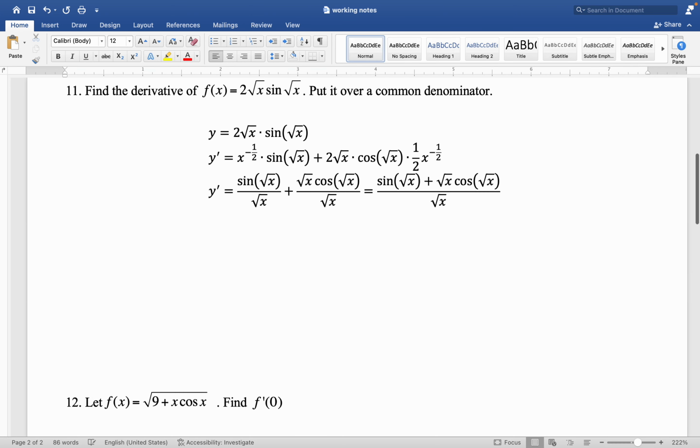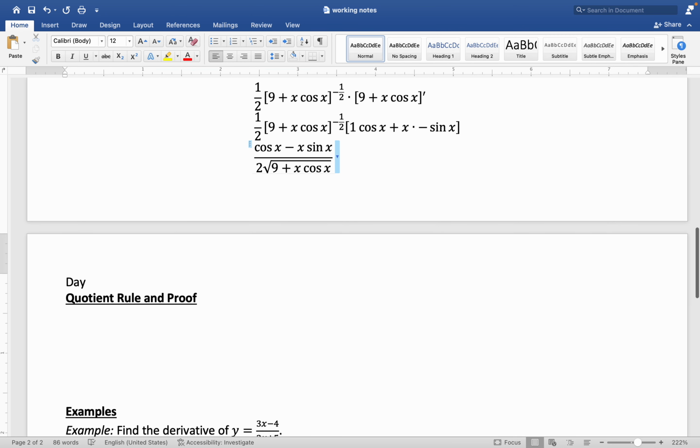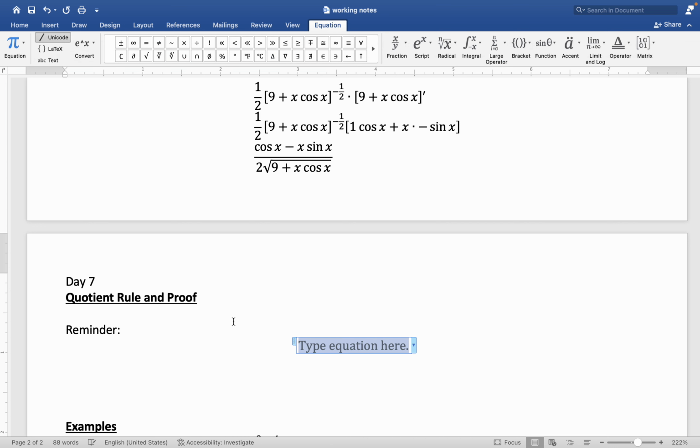So this is it, day 7? Yeah, day 7. So day 7 is the quotient rule. So the quotient rule, what is it about? Basically, it tells you how to find derivatives of functions where you have one function on top and one function down below. So let me just remind you what the quotient rule is not, right?